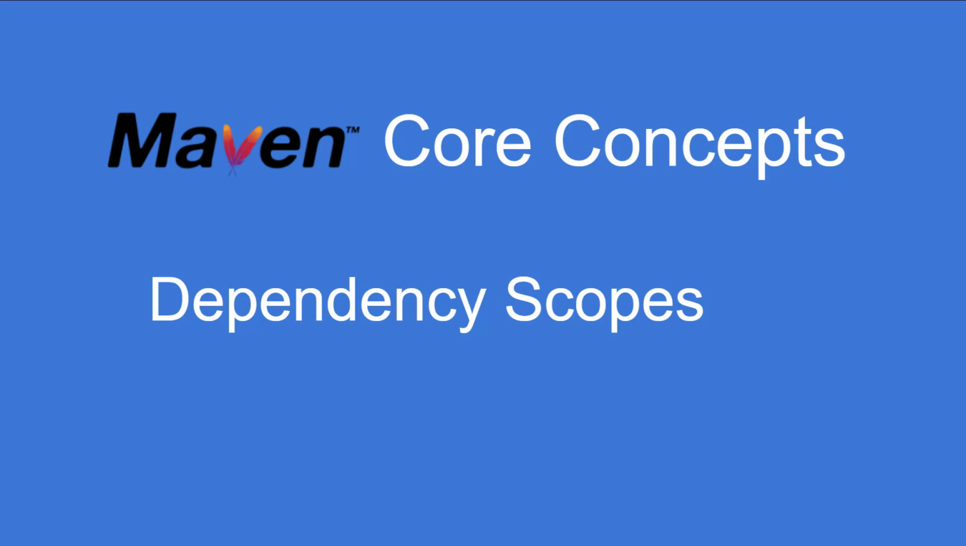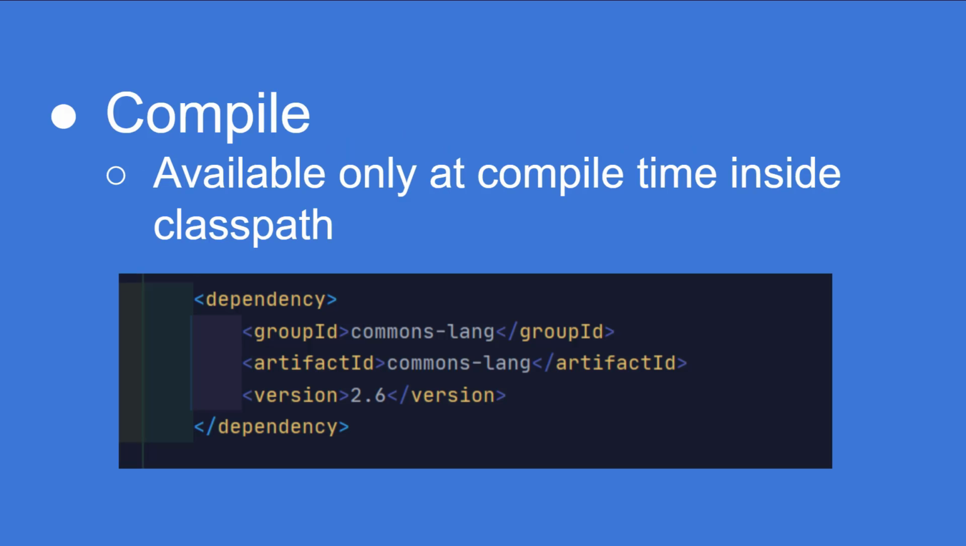We can control the visibility of a Maven dependency using dependency scopes. There are 5 types of scopes available for Maven dependencies. The first one is compile. This is the default scope for all the dependencies, and the dependencies marked with compile are available inside the class path of the project and are also packaged into the jar file.